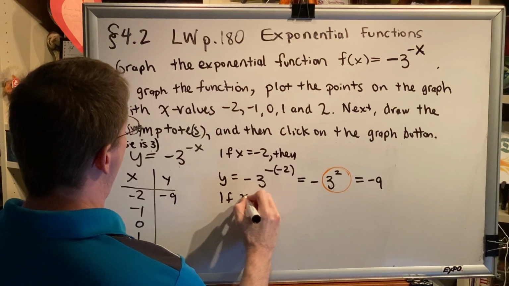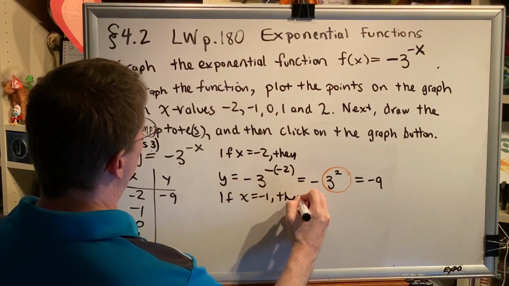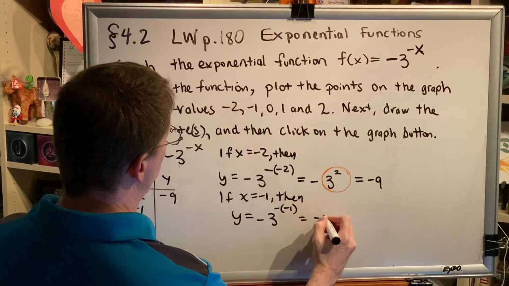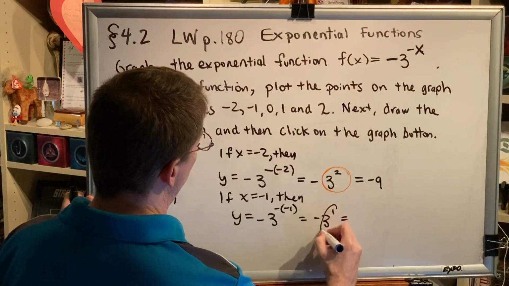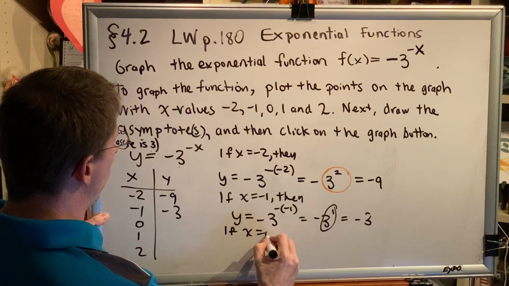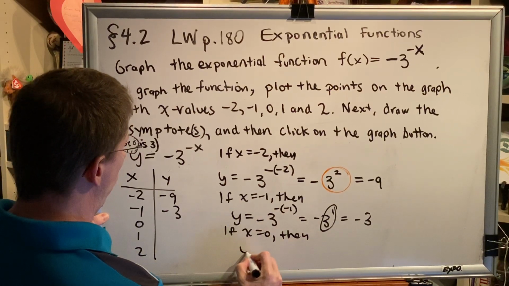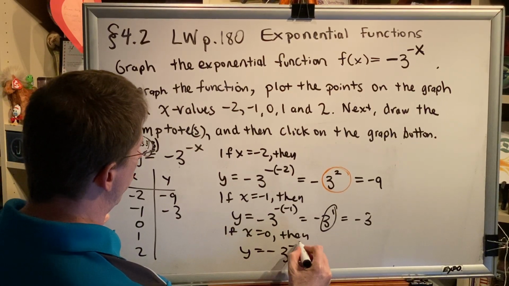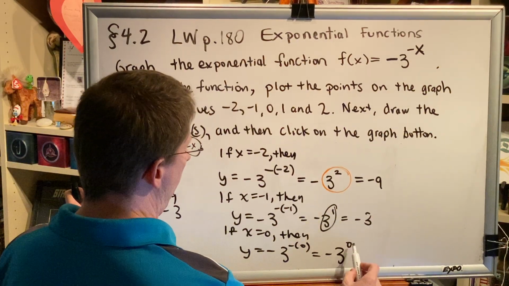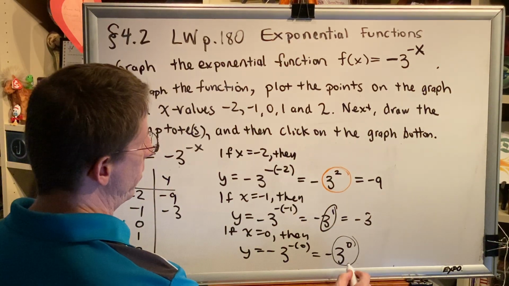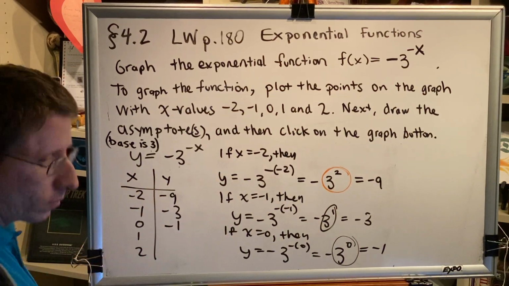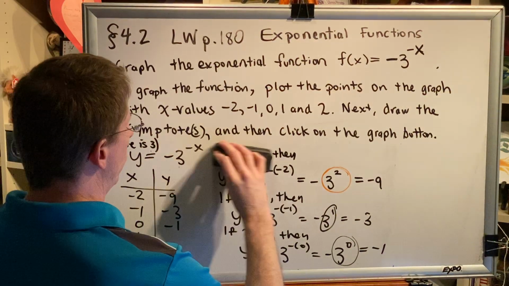All right, next one. If x equals -1, then y equals -3 to the -(-1), which is -3 to the first power, which is -3. If x equals 0, then y equals -3 to the -0. Now, there's no such thing as -0. It's just 0. And following order of operations, we do 3 to the 0 first, which is 1, then make it negative. So we get -1. All right, 2 more left to go.